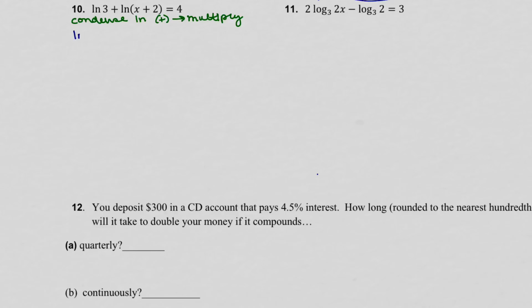So I'm going to write ln one time. I'm going to multiply my 3 and my x plus 2. So if I take 3 to the x, that's 3x. If I multiply 3 to the 2, that's 6, equals 4. Well, now I have a natural log, but I want to get that x out of there.